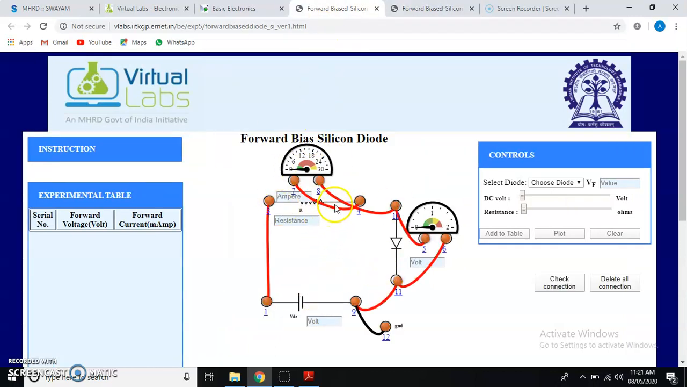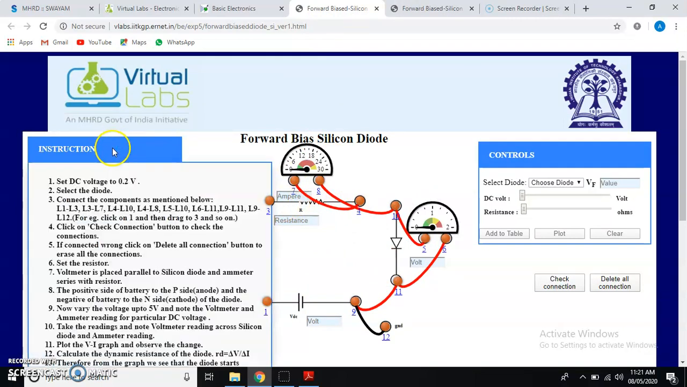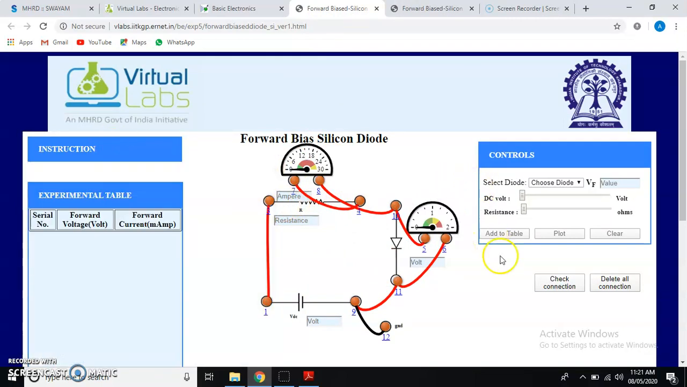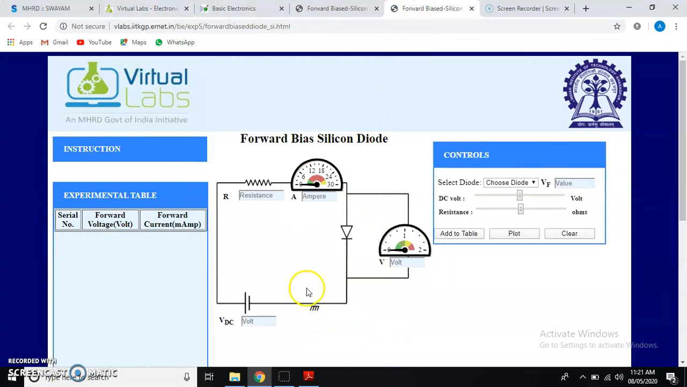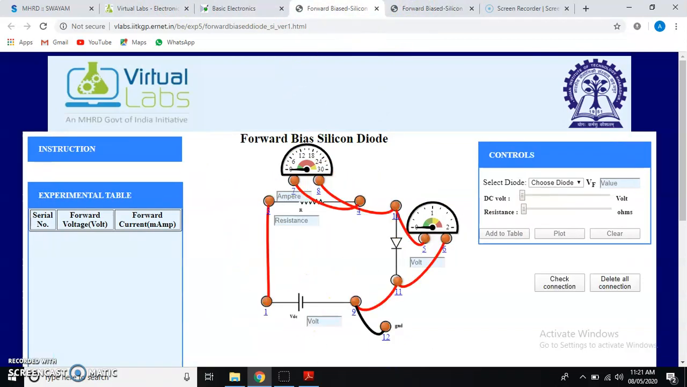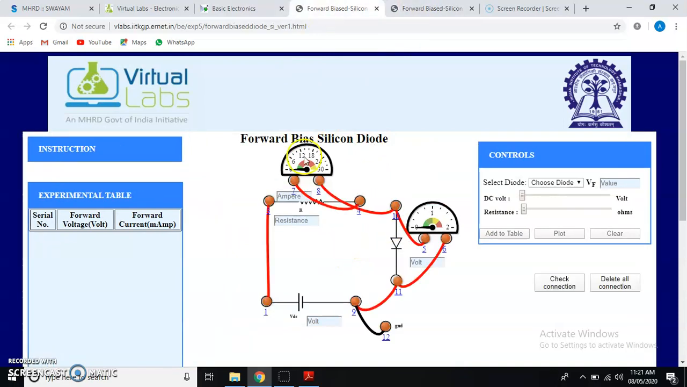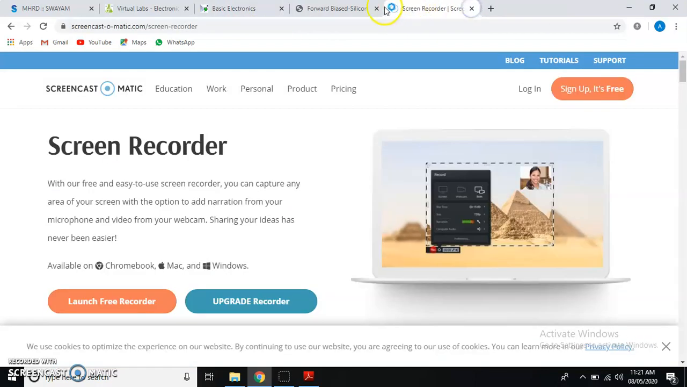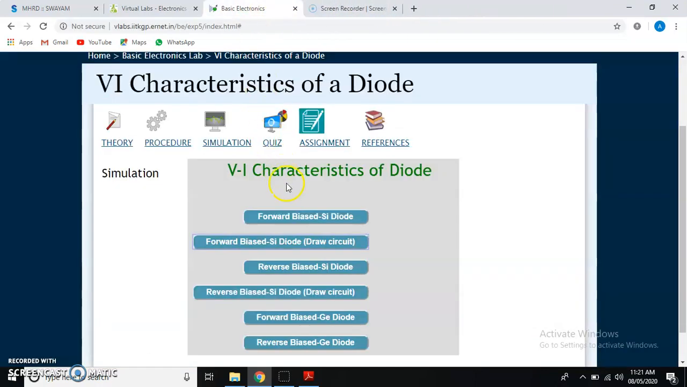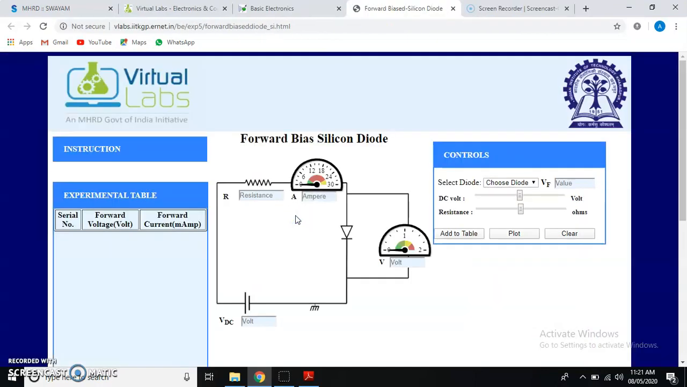Otherwise, if you follow the steps which they have mentioned here and do the connections, it is operating and giving the correct results. No issue with that. But I am going to stick with this because the circuit is already designed. You have to follow this, even though I am explaining with this part, because both are one and the same. So what I am doing, I'll close both the windows and reopen the first, forward biased Si diode.